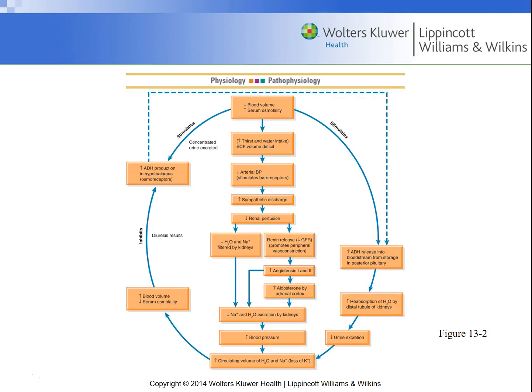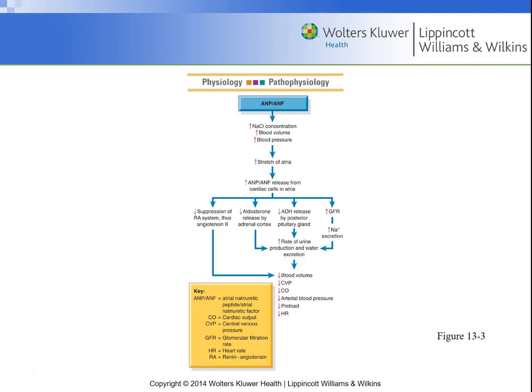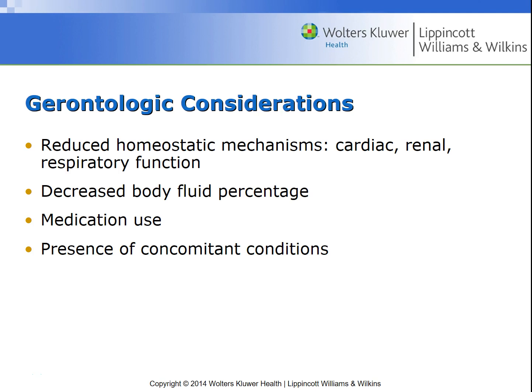All right, so this is actually found in your book. Again, it's good to know, not necessarily something you need to memorize, but it's the process of the kidney and how it truly filters out and keeps what it does need and excretes what it doesn't. So, gerontological considerations: for the elderly population, there are reduced homeostatic mechanisms in cardiac, renal, and respiratory functions.